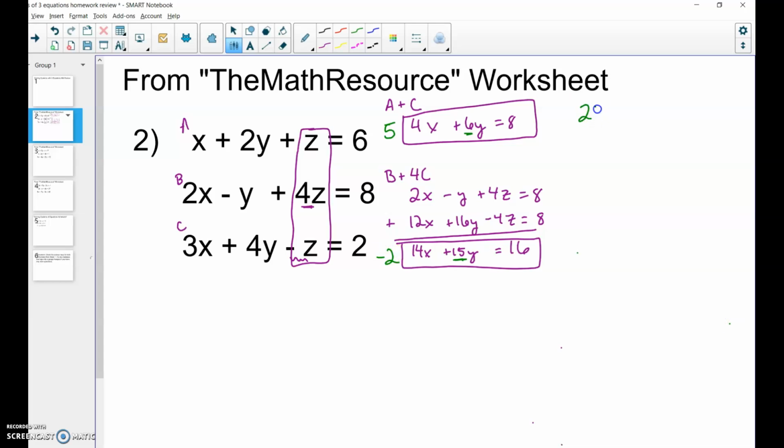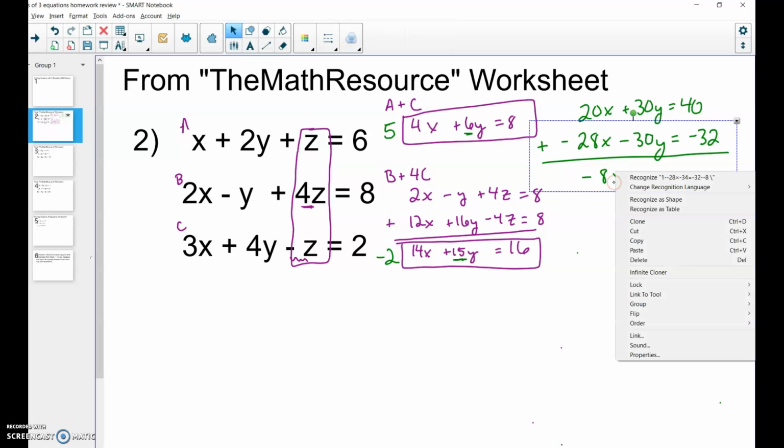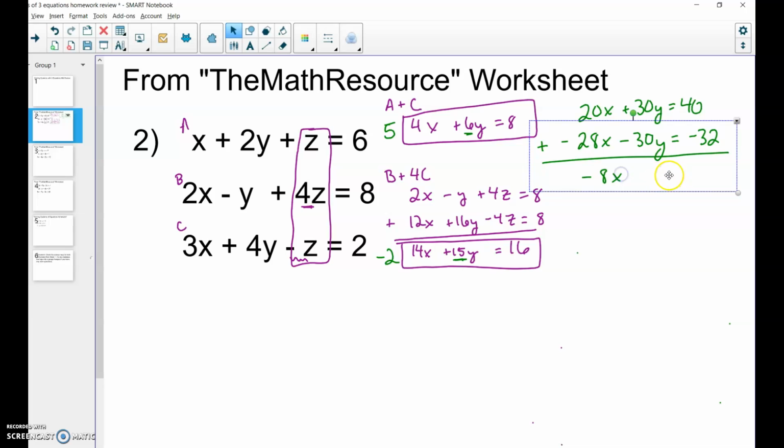So my new equation becomes 20x plus 30y equals 40, minus 28x minus 30y equals negative 32. Okay, so I got my 30s to match up. I'm going to add those together. So negative 8x, y's cancel out, equals 8. Divide both sides by negative 8. X equals negative 1.